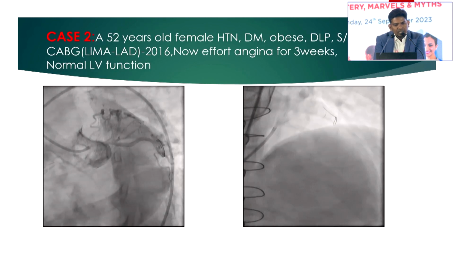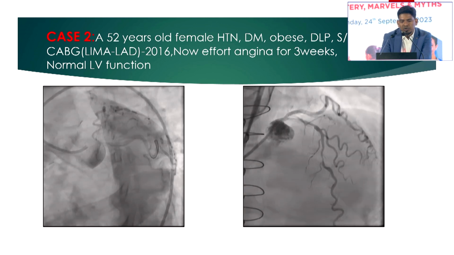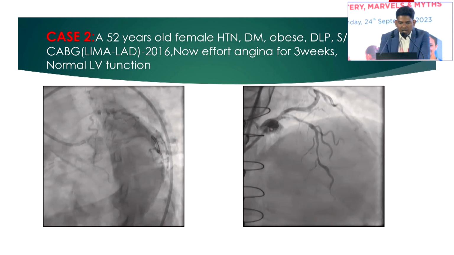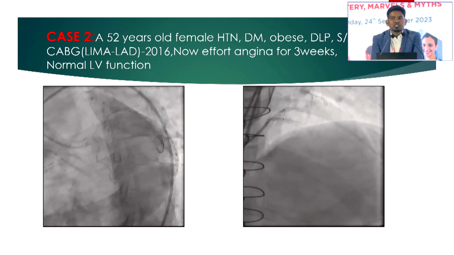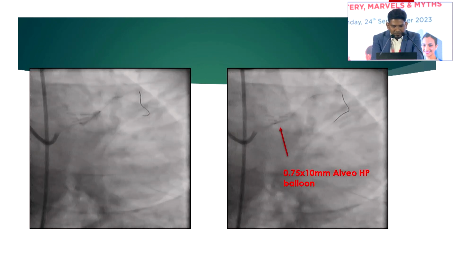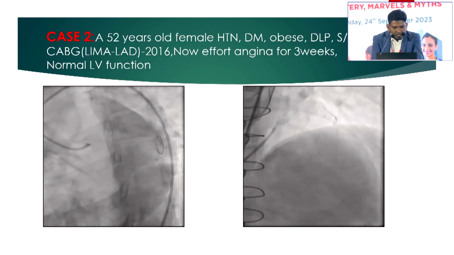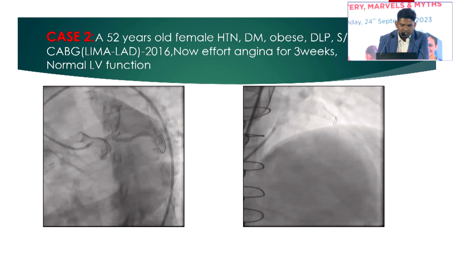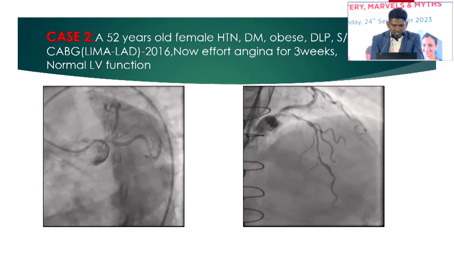In the second case, there is a 52-year-old female, hypertensive, diabetic, obese, dyslipidemic, status post CABG in 2016 with a single graft, LIMA to LAD. Now she presents with effort angina for 3 weeks and with normal LV function. The CT angio showed a closed LIMA to LAD graft. So we planned to tackle that severely calcified LAD lesion.